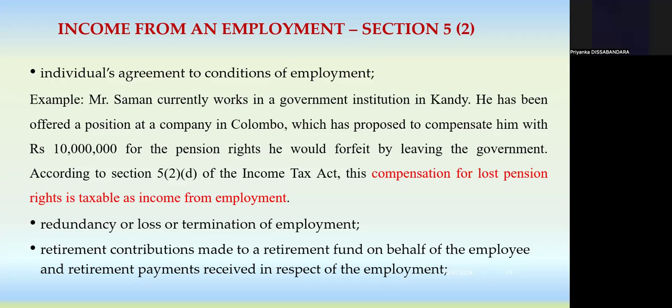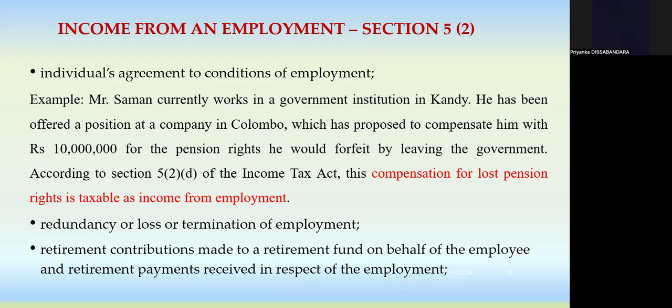The next one is redundancy or loss or termination of employment. That means if we are leaving from the employment, if they terminate our employment, if we are going to leave from our company or institution, at that time we receive a lot of income. So that income is also a part of the employment income. Terminal benefits are also a part of the employment income.